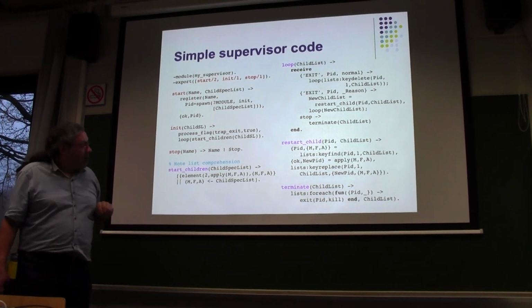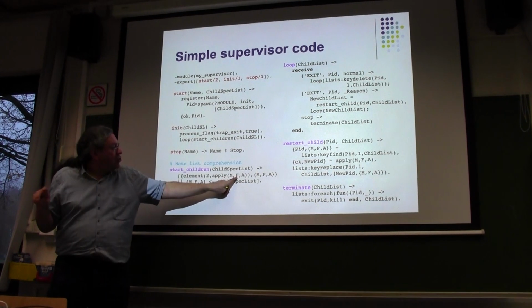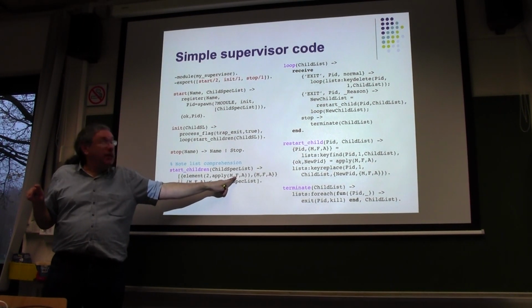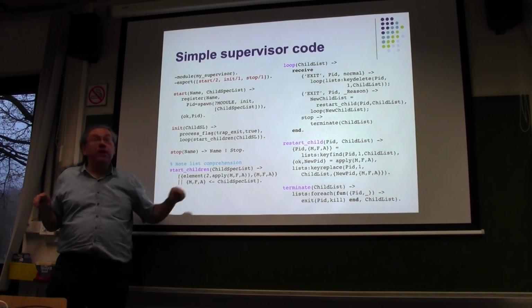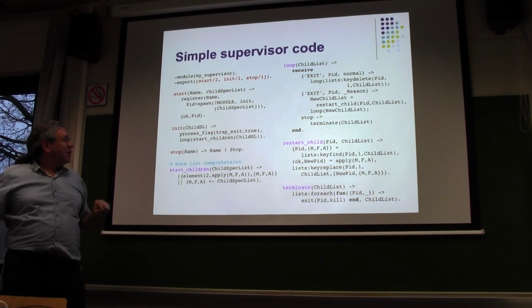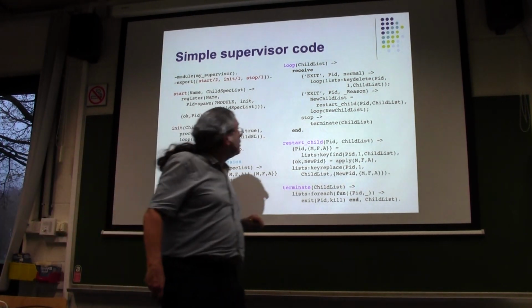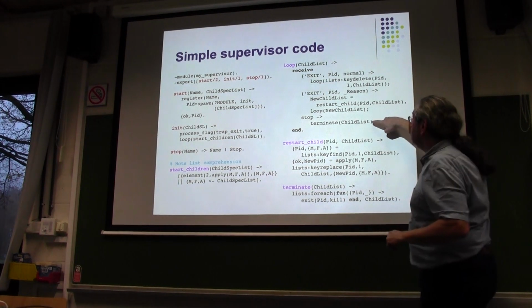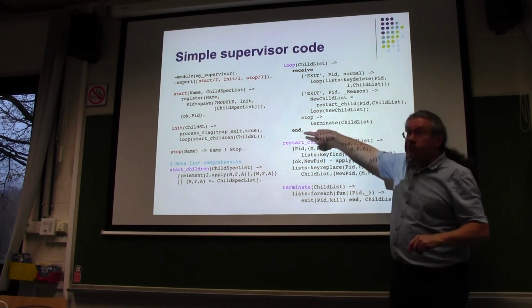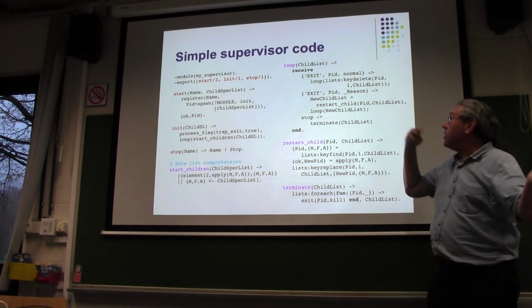Okay, so that's all the children are now started, and this function will actually spawn and link. So this is the child specification. All these children will be linked to the process that's doing this, so the supervisor. Okay? And then this is the loop. So a supervisor is kind of like a server. It handles messages coming in.